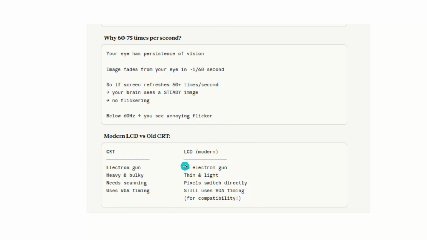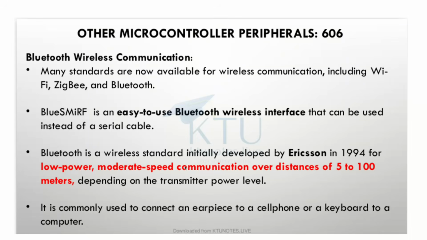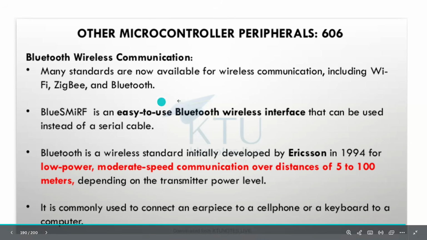Fine. Next device is this Bluetooth wireless communication.